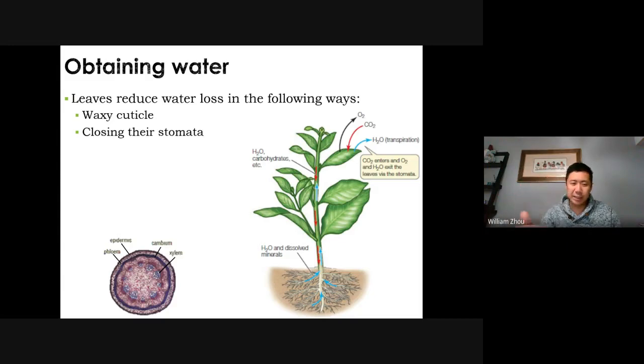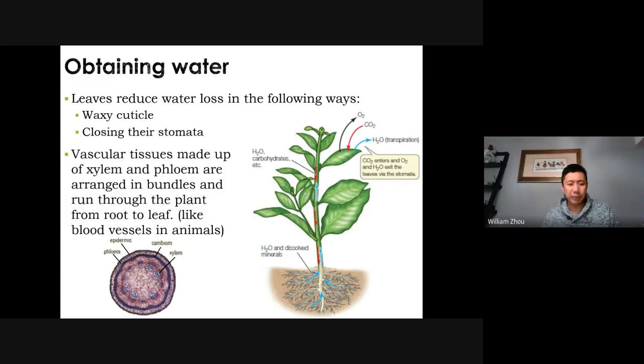Well, they have the waxy cuticle, that waterproof layer. They close their stomata if they don't need to open them. It's like you turn off your lights when you're not using them. You close your fridge door when you're not at the fridge. You don't want to keep it open all the time. That is extremely wasteful. So the leaves would then reduce water loss that way.